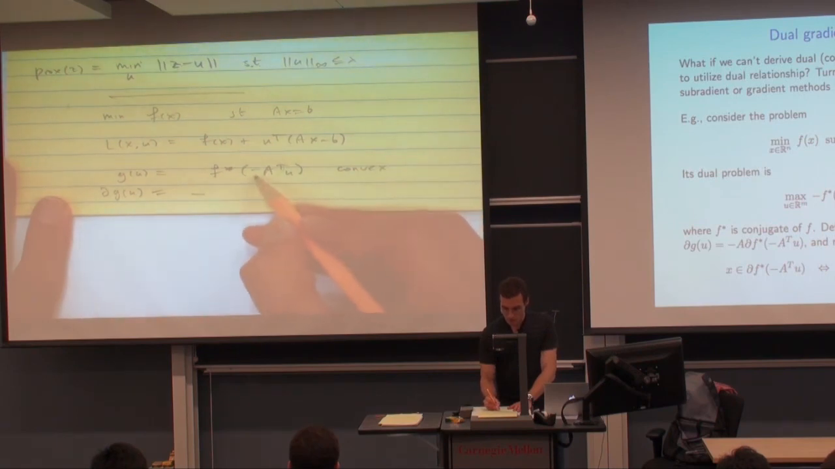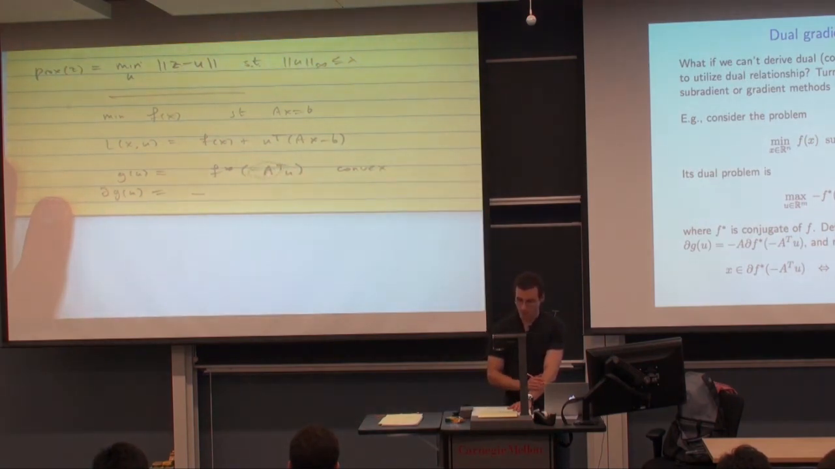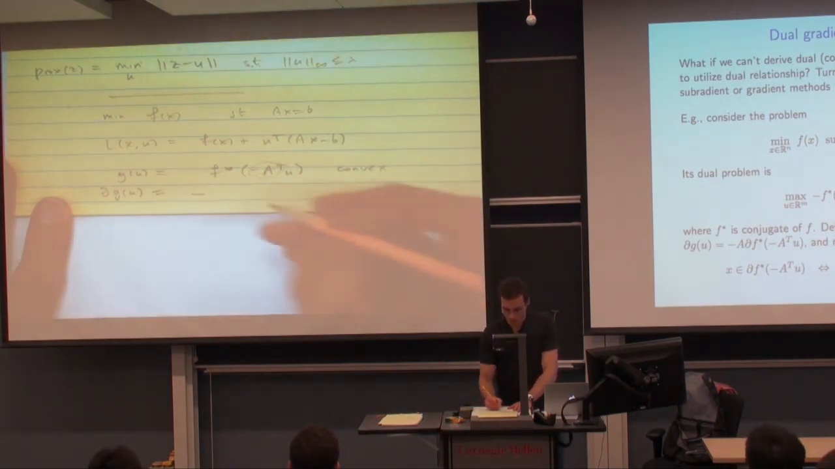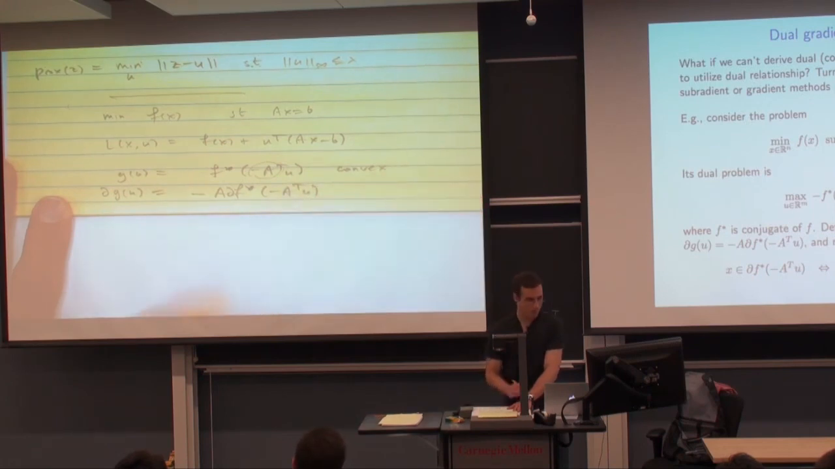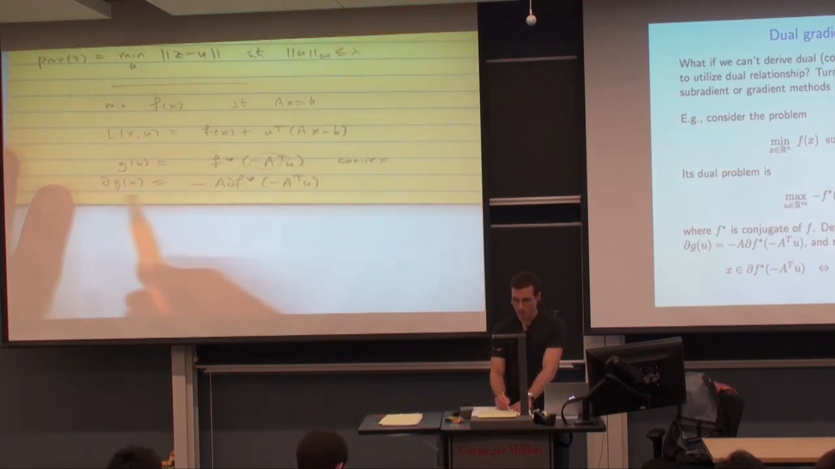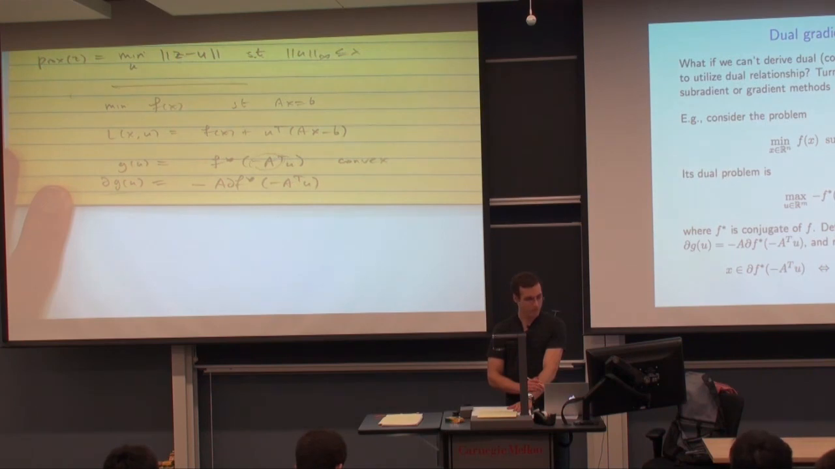And what are its subgradients? I take this transpose, so it ends up just being A times the subgradients of f star at A transpose u. That's a prescription for what the subgradients of my dual criterion are.